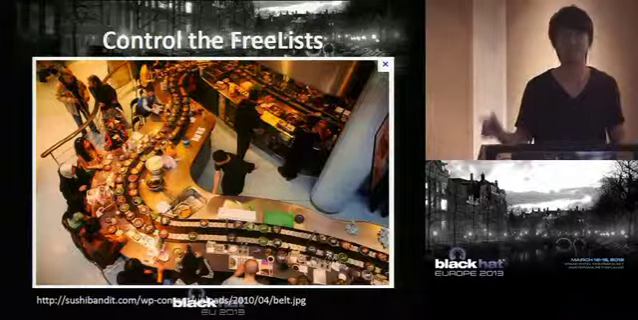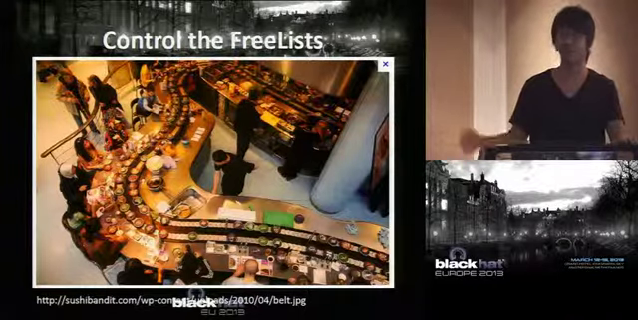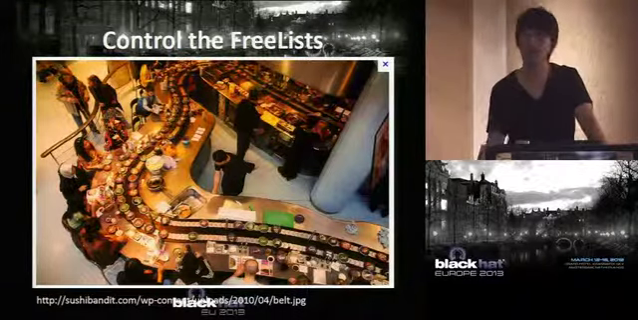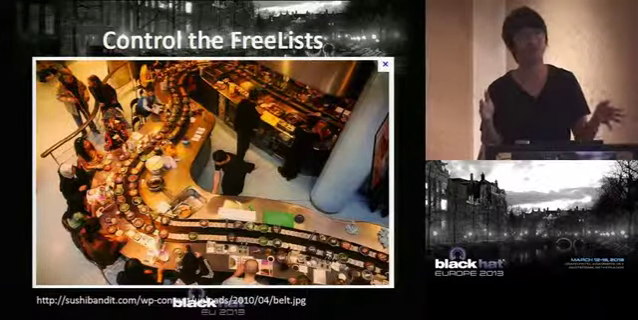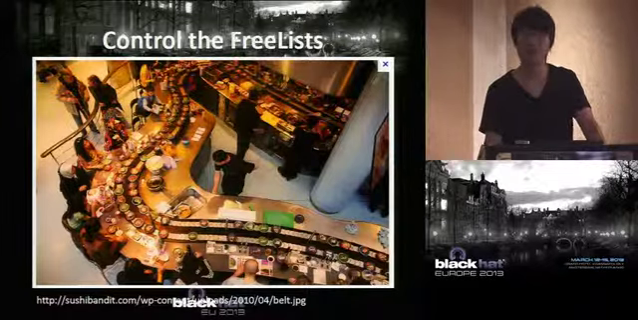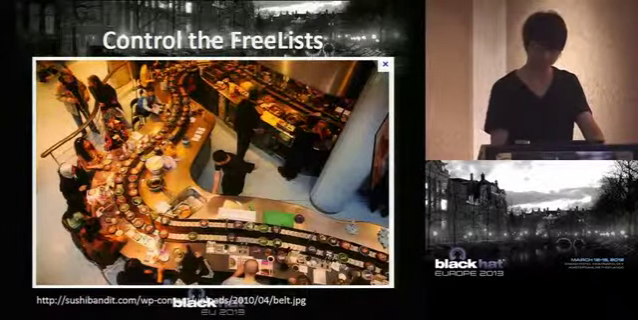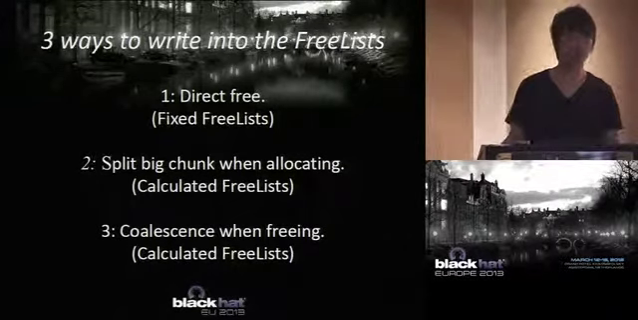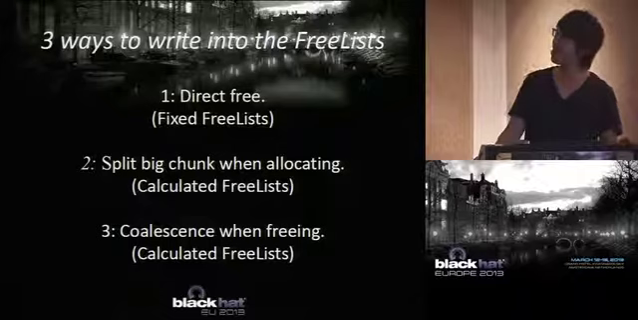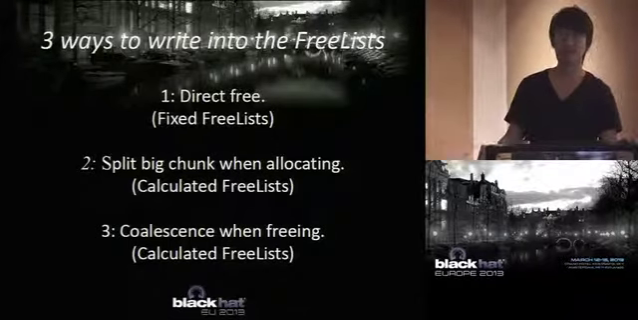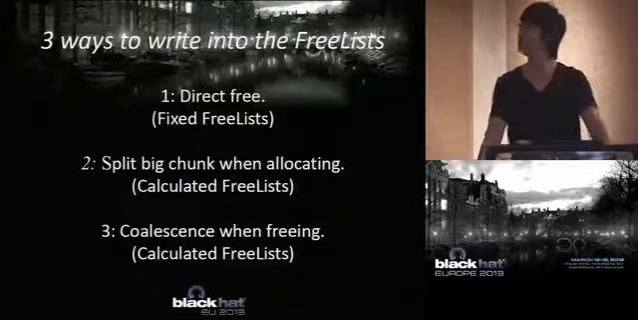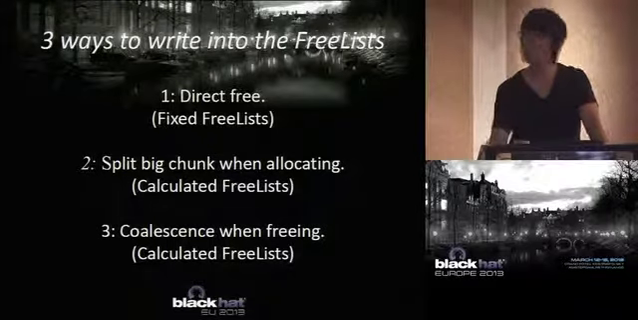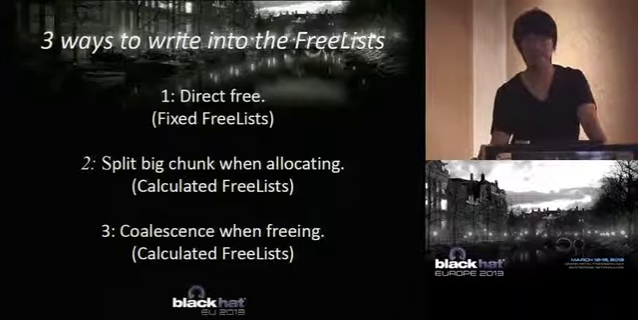So let's consider the free list as working like the sushi belt, and even worse, it is transparent to the users. So the user will pick and eat the fake sushi, no matter who put it on. So how do we write into the free list? How do we write into the sushi belt? There are three ways that could write into the free list: direct free, split when allocating, and coalesce when free.